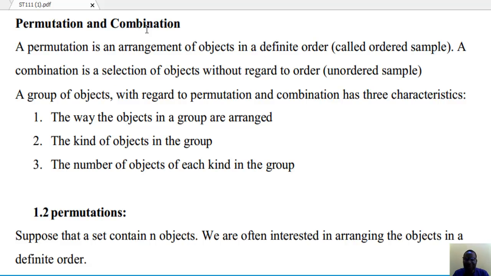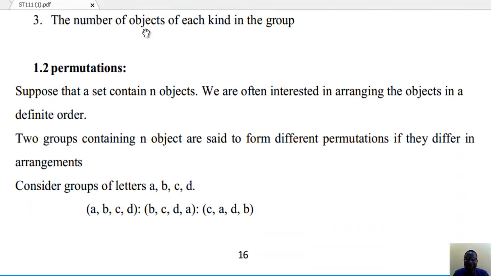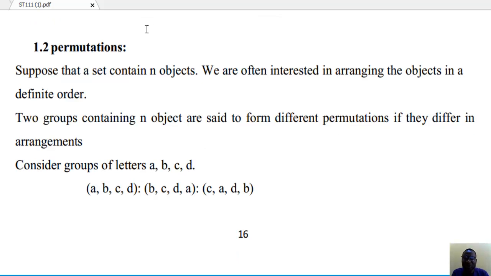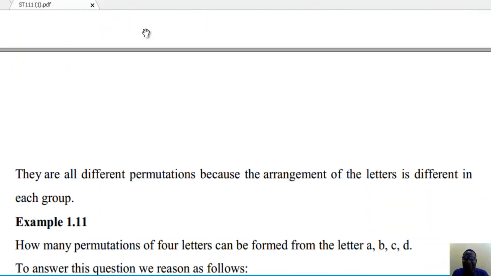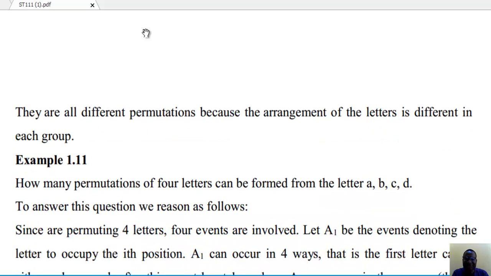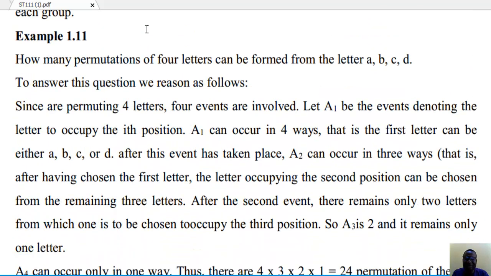So let's now go to permutation. Supposing you have a group of letters A, B, C, D. In how many ways can they be arranged? So number 1, you can have A, B, C, D; B, C, D, A; C, A, D, B. You can see there are different arrangements. Do you understand? So how many ways can they be arranged?